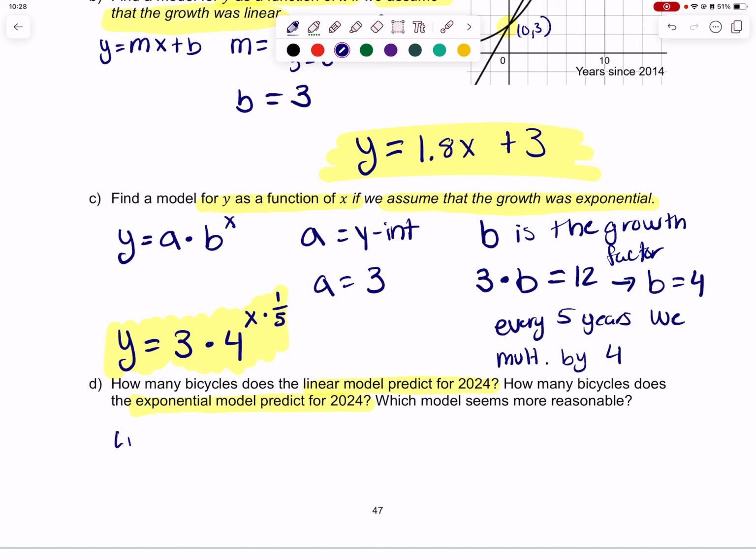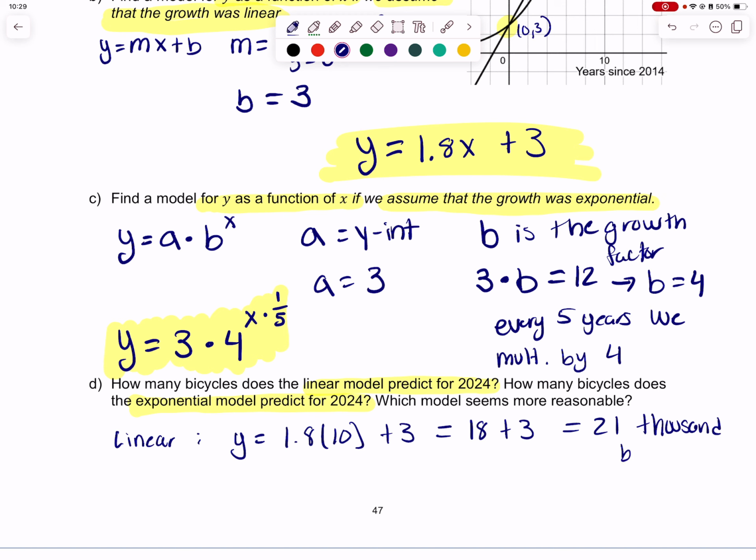So for our linear one, we're going to have that y is equal to 1.8 times 10 plus 3, which then that is going to give us to be 18 plus 3, which we could then say is 21. And this would be 21,000 bicycles.